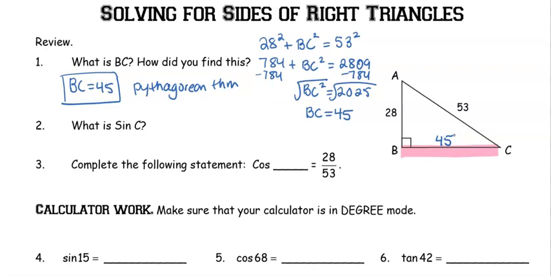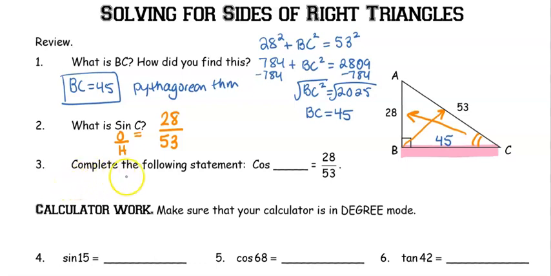What is the sine of C? That means that C is my reference angle, so I'm coming from the perspective of C. Sine means I'm looking for the opposite over the hypotenuse. So I'm going opposite of angle C, which is going to be 28, over the hypotenuse. The hypotenuse is based on the right angle, so across from the right angle, 28 over 53. If our fraction reduces, we always reduce it down.